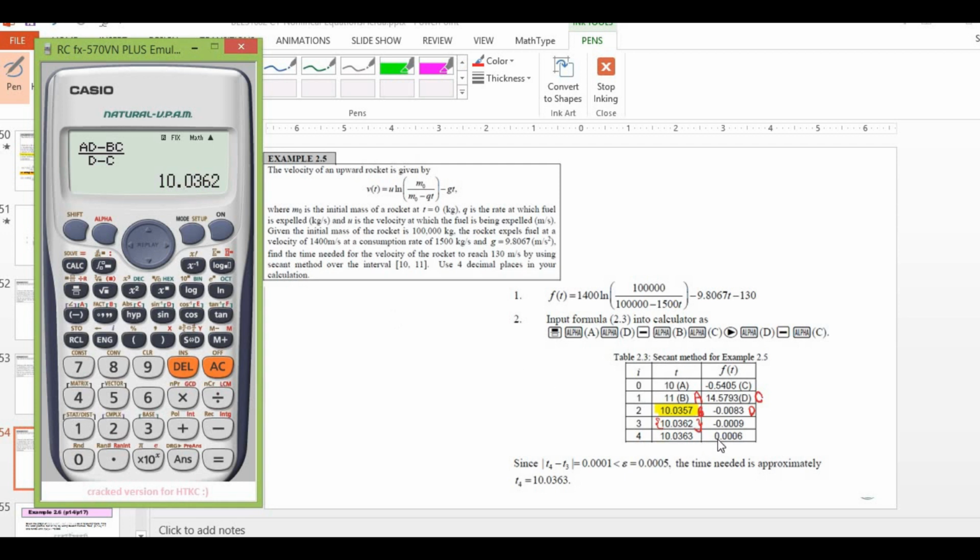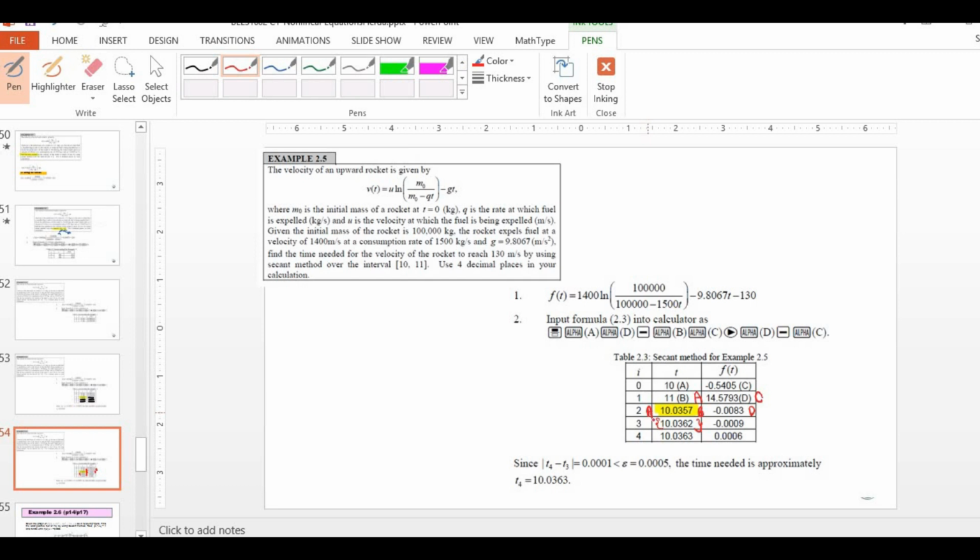Then what happened afterward, you will repeat the whole process, right? And then find this one, just go up and then calculate, put the value of 10.0362. So then you will have your minus 0.009, and then the next one will be your new A. Here will be your new A, this will be your new C, this will be your new B, and this will be your new D.